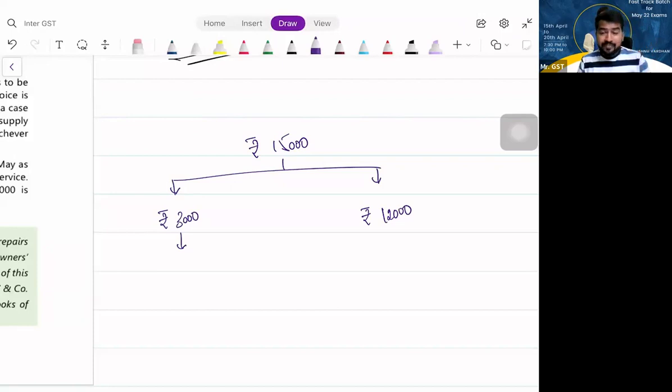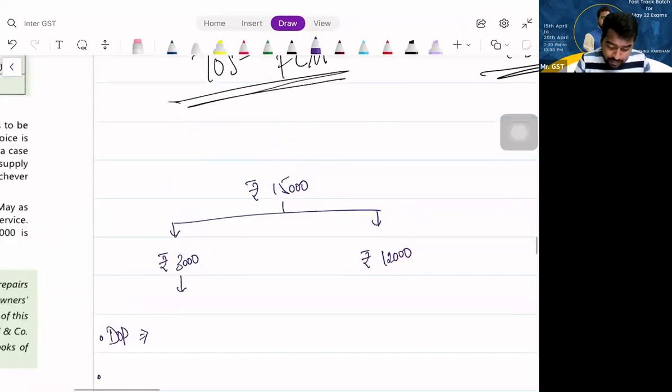Date of payment is clear, because in every case date of payment is common. Correct? What else should I compare? The actual date of invoice. The invoice was not raised within the section 31 time limit.